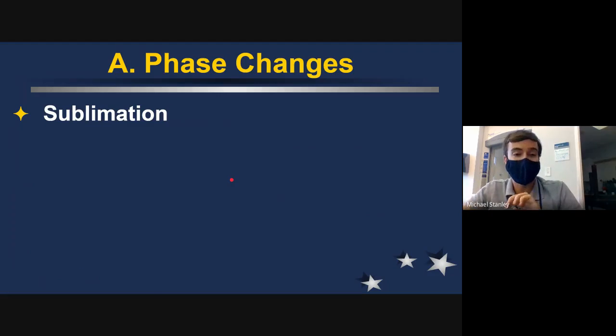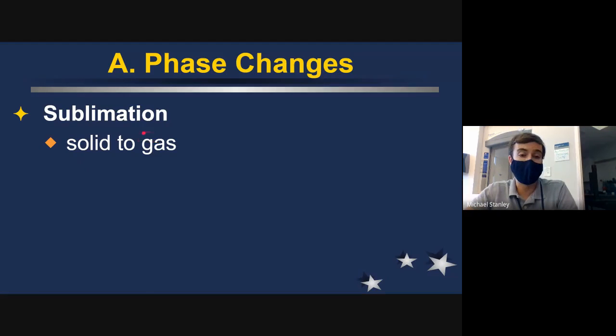So the first one is called sublimation. And sublimation is when you skip over the liquid phase entirely and go directly from a solid to a gas. So this usually happens because you have a solid that is really, really cold, and you put it somewhere that is much warmer than the solid. Essentially, the solid gets so hot that instead of melting and turning to a liquid, it skips that point totally and starts just turning straight into gas.